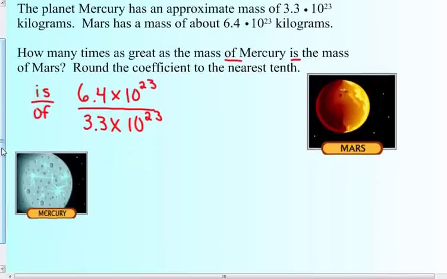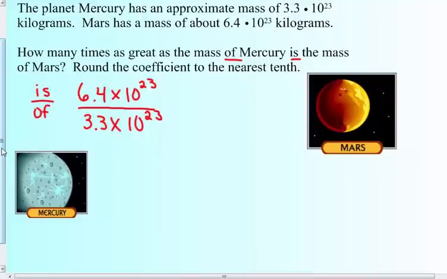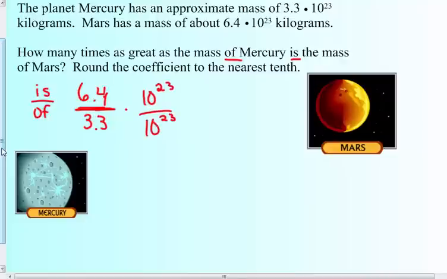So I'm dividing those. So I could break this up into the two parts that it is. So I could say, okay, 6 4/10 divided by 3 3/10 times 10 to the 23rd over 10 to the 23rd. Well, they have the same power here, same exponent. So dividing my coefficients, 6 4/10 divided by 3 3/10, I get 1 93/100ths. Oh, round the coefficient to the nearest tenth. So that's going to help me there.